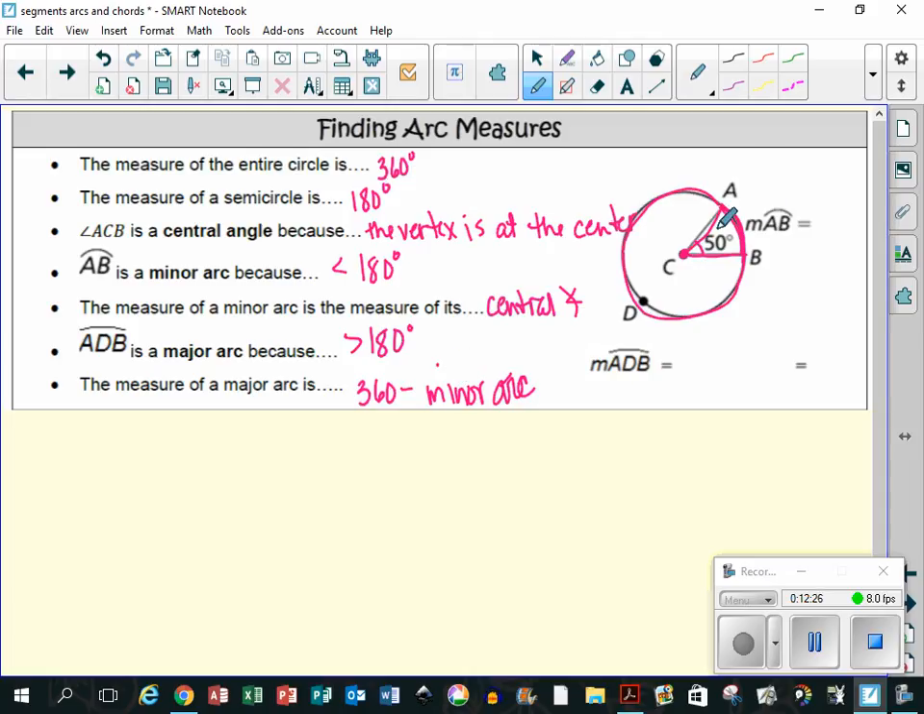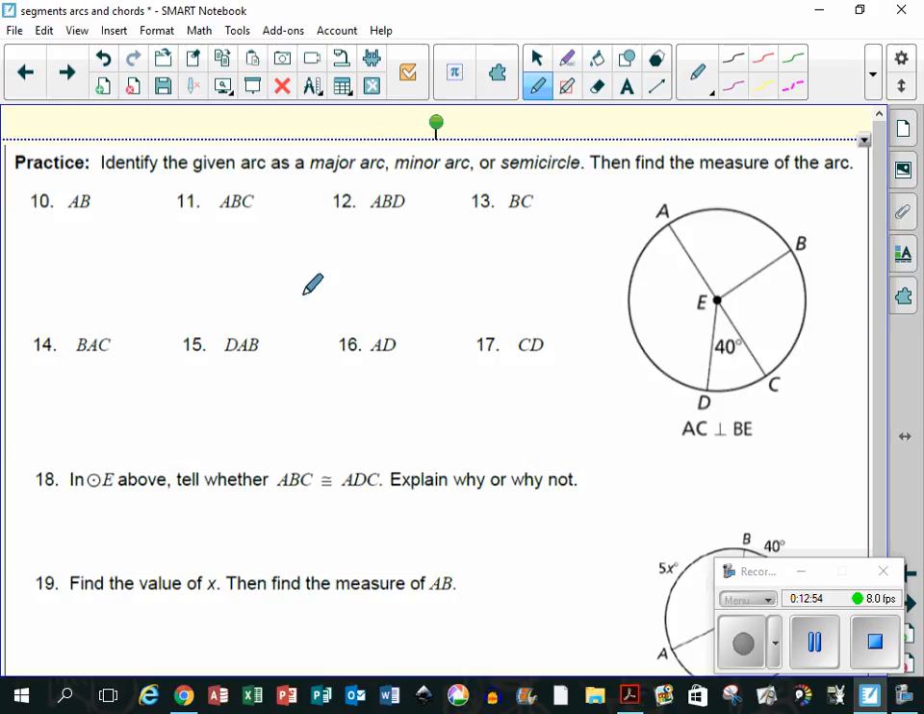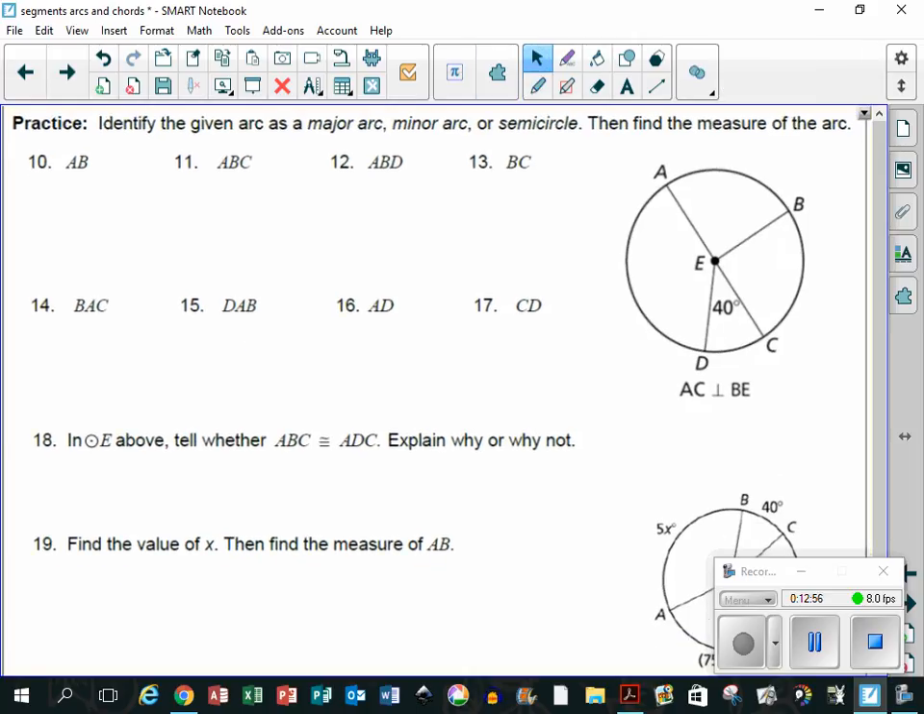So if this is a 50-degree angle, then this arc has the same measure. So it's also 50 degrees, which means the big one is 360 minus the minor arc, which makes it 310 degrees. And that's pretty much how it is. So whatever the measure of the angle is, the arc is the same. So however big it has to open up, that's how big the arc is. So let's look at some and let's see how we do.